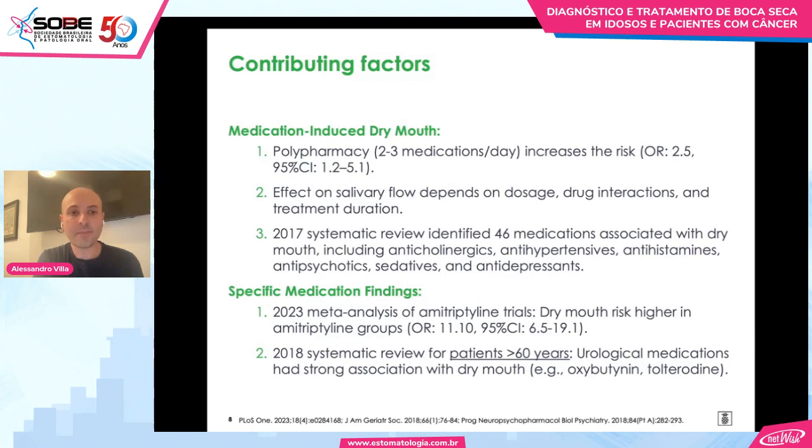in patients. And a more recent meta-analysis looked at specific trials on amitriptyline, which is a tricyclic antidepressant, and patients on amitriptyline are at 11 times higher risk of having dry mouth compared to a patient that is not on this specific antidepressant. And also in older patients, older than 60 years of age, urological medications were found to have a very strong association with dry mouth.